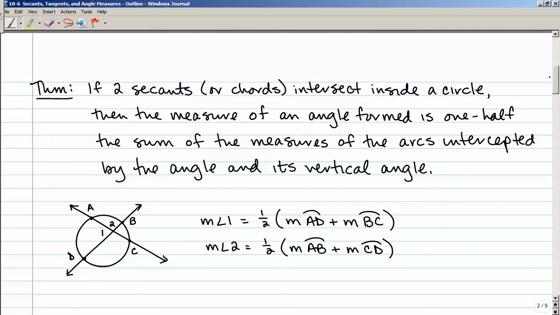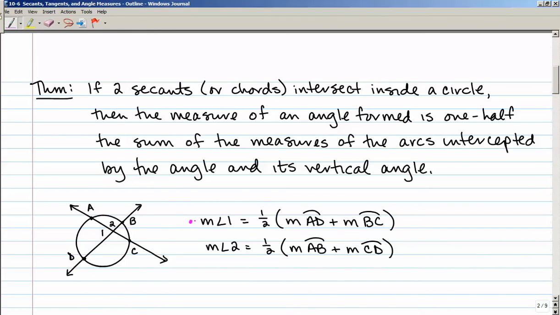Here's a theorem. If two secants, or two chords, intersect inside a circle, then the measure of an angle formed is 1/2 the sum of the measures of the arcs intercepted by the angle and its vertical angle. That's an incredibly wordy theorem. Let's take a look at it and see what's really going on here.